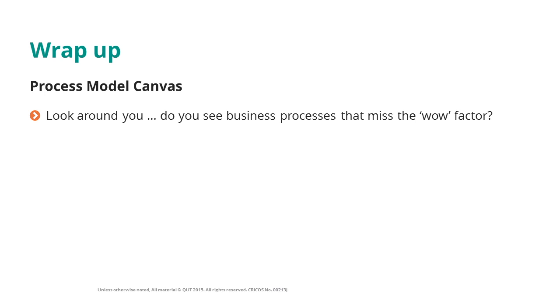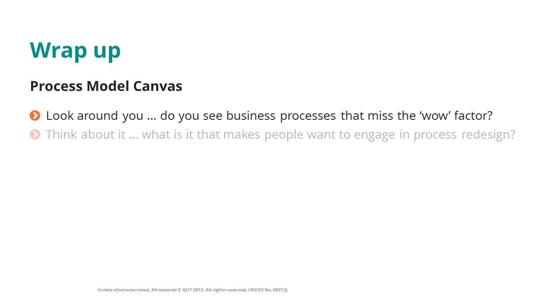So let me try to wrap it up. I've told you about the process model canvas as an innovative way of process redesign, and I've also explained to you how it can be characterized. And you may try to use what you have heard now, for example, by looking at business processes that you are familiar with and start identifying whether they have perhaps the wow factor which drives the process model canvas. Because if you can see that, it may actually be an opportunity for you to try out this particular technique.